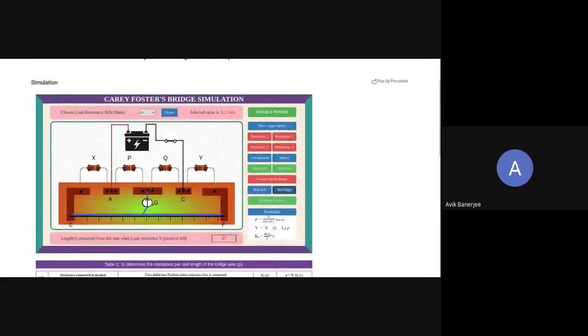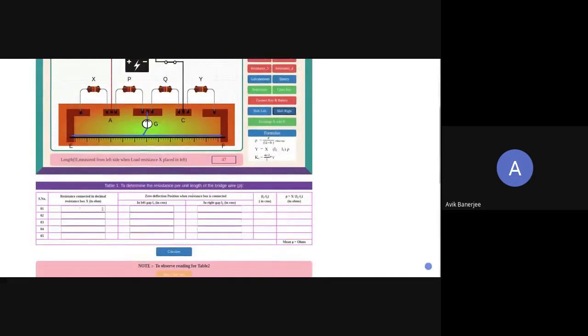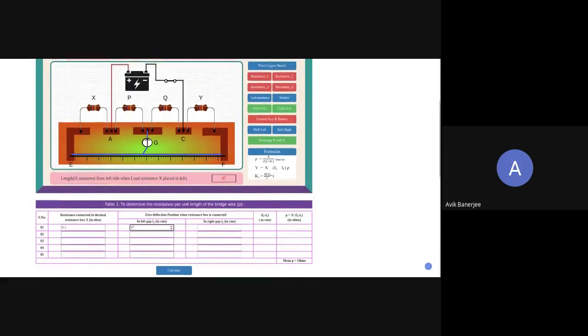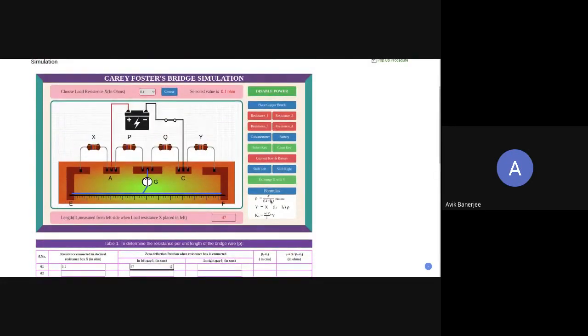So what is X? This is the first part of the experiment. Y is 0. This is connected basically. This is shorted rather. So X is 0.1. L1 is 47. Now we are going to exchange Y with X. Now this is Y, this is X. Basically this is shorted now and this is X.